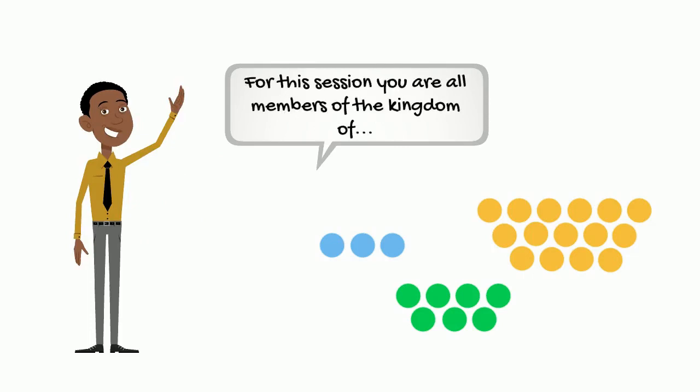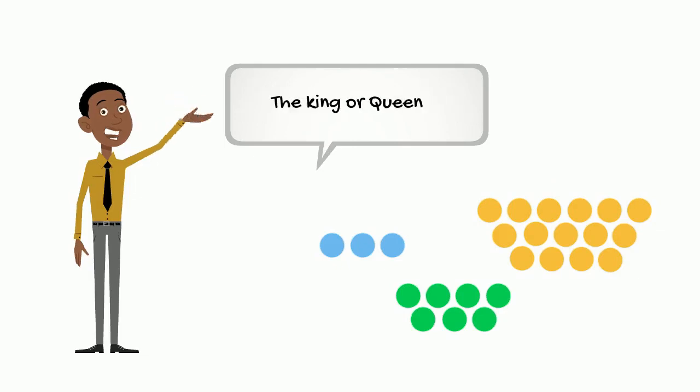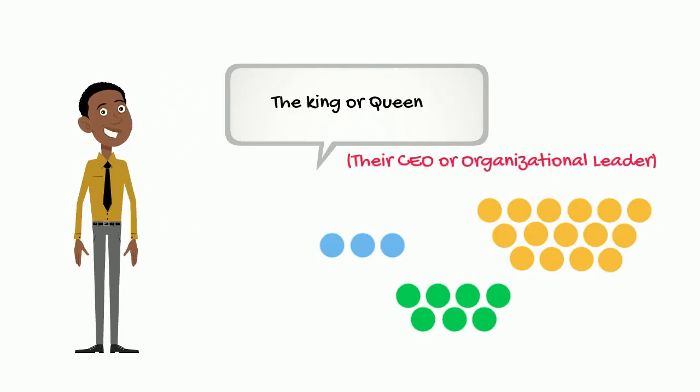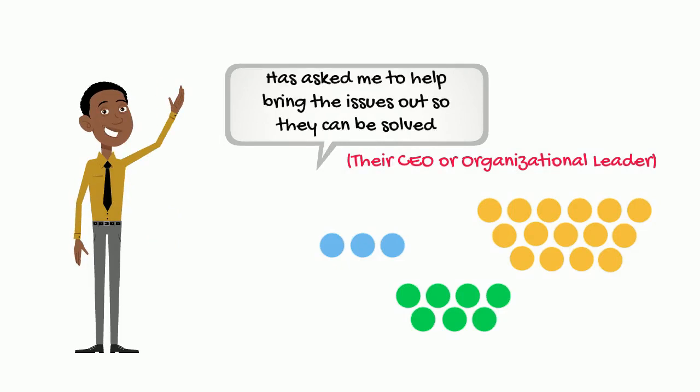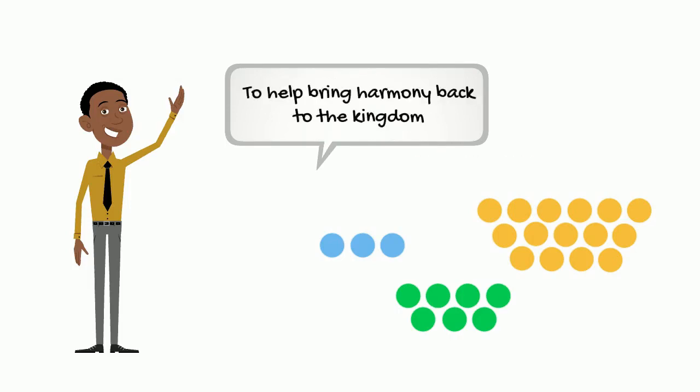Tell them that for this session they are all members of some kingdom, their organisation, and that there has been trouble brewing for some time. The king or queen, their CEO or organisational leader, has asked you to help bring the issues out so that they can be solved. They have ordered absolute honesty from this fine gathering they've chosen to help bring harmony back to the kingdom.